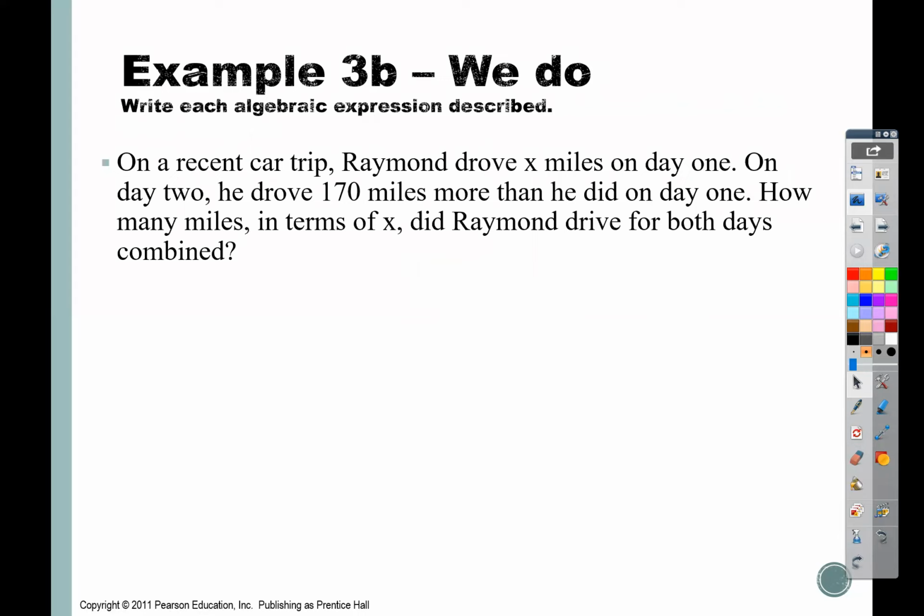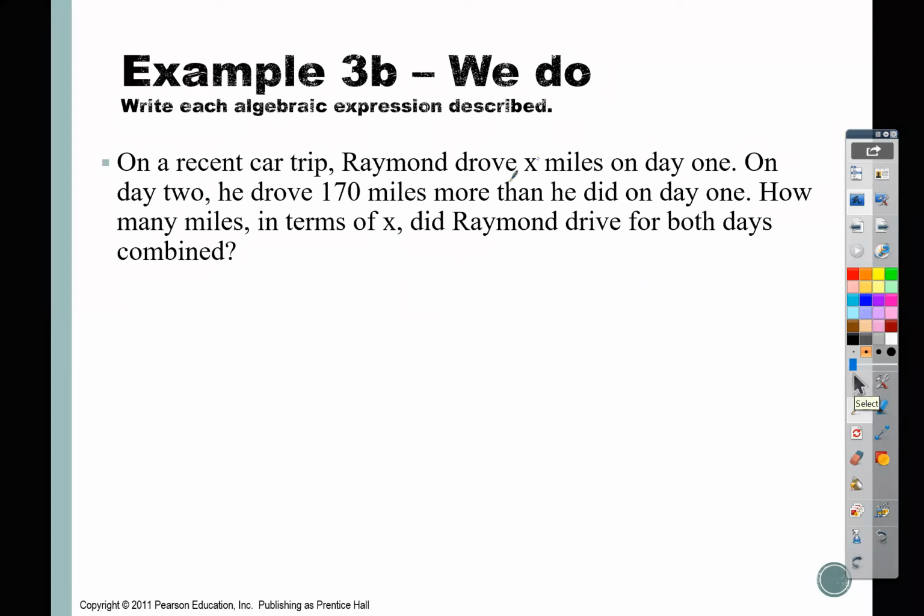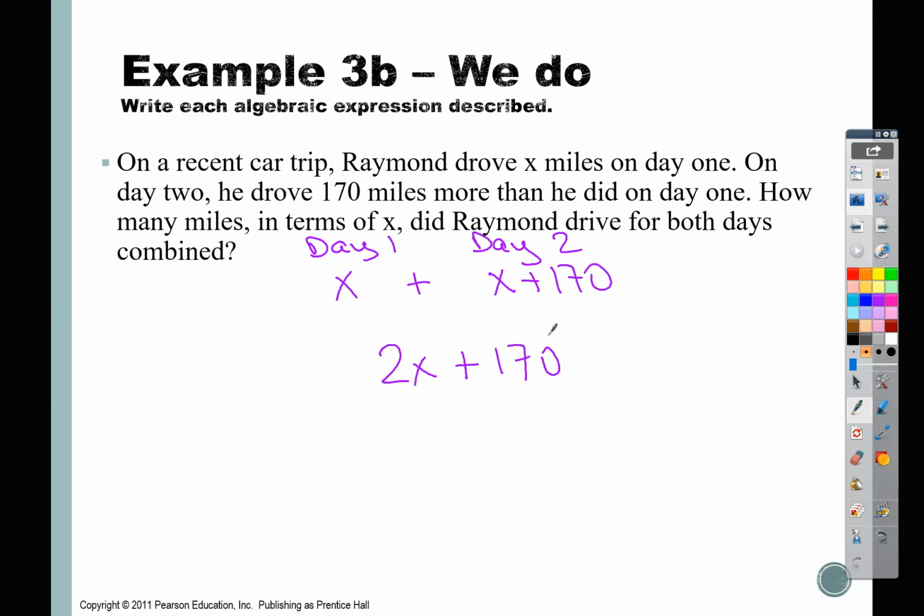All right, on a recent car trip, Raymond drove X miles on one day. On day 2, he drove 170 miles more than he did on day 1. How many miles in terms of X did he drive for both days combined? Okay, so on the first day, he drove X miles. On day 2, he drove 170 miles more than he did on day 1. So day 1 plus 170 more miles. So we're just going to combine these, and I would get 2x plus 170.